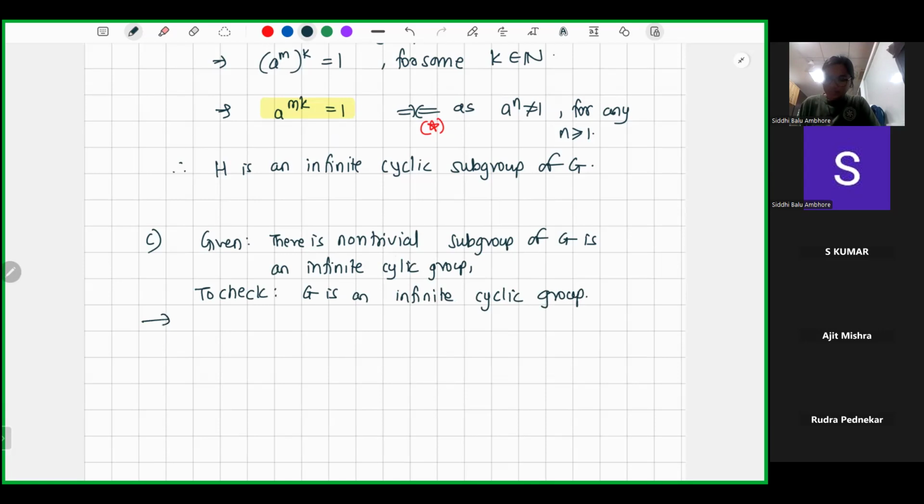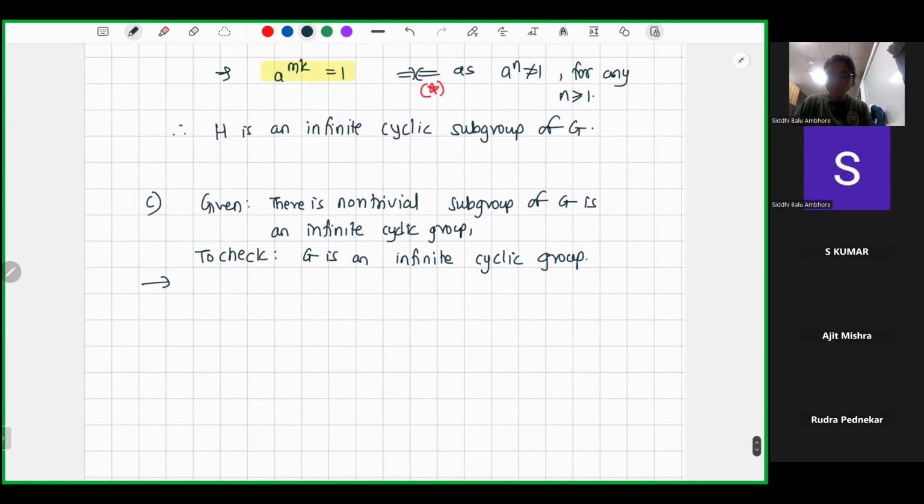So earlier what they said was if G is an infinite cyclic group, then every subgroup of G is also an infinite cyclic group. Now what they are saying is if we have a non-trivial subgroup of G which is an infinite cyclic group, then can we say that G is also an infinite cyclic group? So see, G has a subgroup which is infinite cyclic. So the infinite group condition is always there with us. Now we have to check whether that subgroup being cyclic will give us that G is cyclic or not.